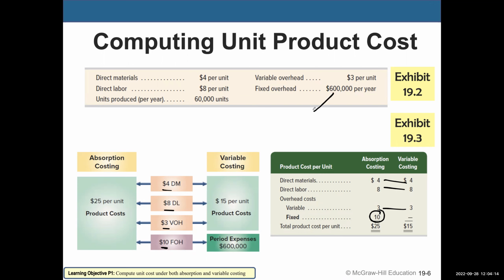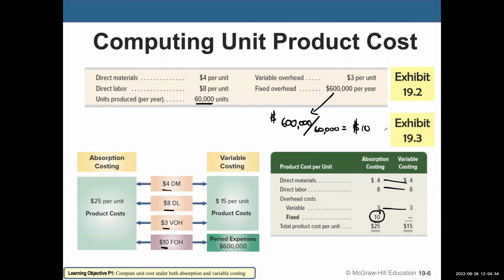It's given to us on a per unit basis, but oftentimes you have to calculate this. Fixed overhead is often told to you in total. So if you want to get that per unit, you're going to take $600,000 of total overhead in this case. You want to divide by units produced. In this case, it's 60,000 units. So that is where that $10 per unit came from.